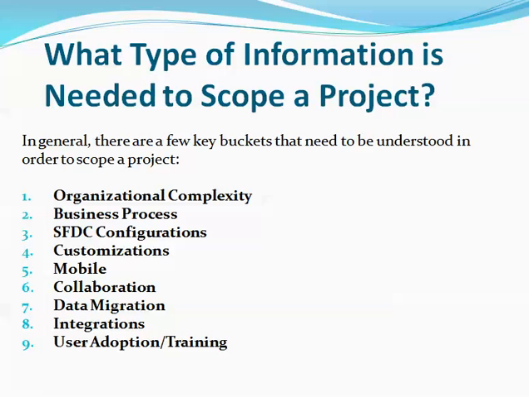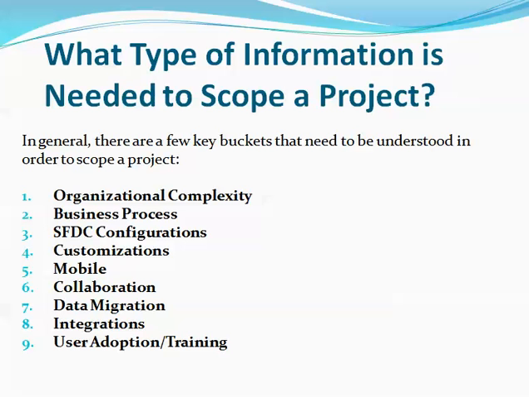I always like to start off with a question here. What type of information is needed to scope a project? Well, there are some key buckets that need to be understood before we go into this project to scope it, right? We have these 9 areas I'd like to dive into. We have organizational complexities, number 1, business process, followed by Salesforce.com configurations, customizations, mobile, collaboration, data migration, integrations, and last but not least, user adoption and training.